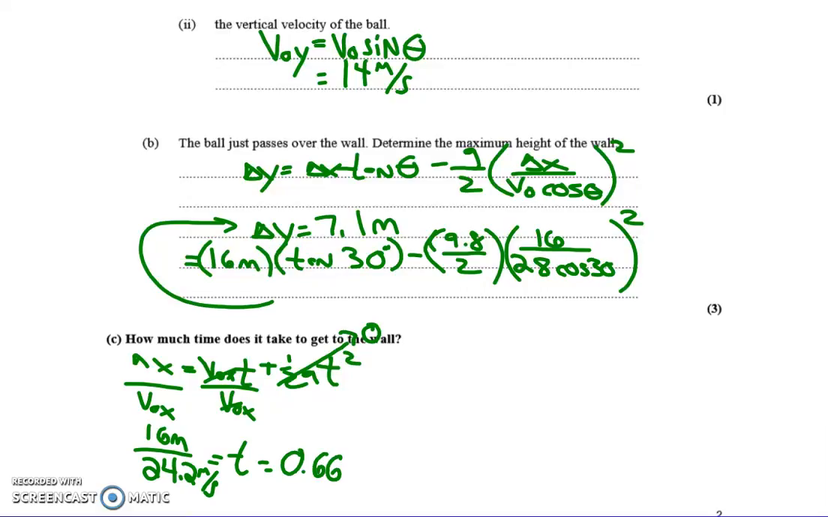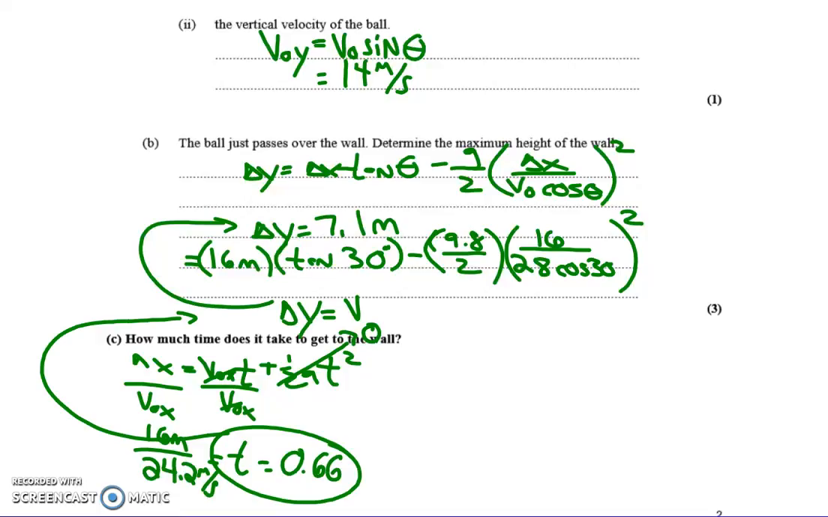Now, if you want to go back up to the previous question here, you can take that time and then find out where it is vertically by setting up this equation. Just got to be careful that your initial velocity will be positive, so this will be a positive term here. And then your acceleration is negative, so this will be a negative term. And either way you slice it, you will get the 7.1 meters.